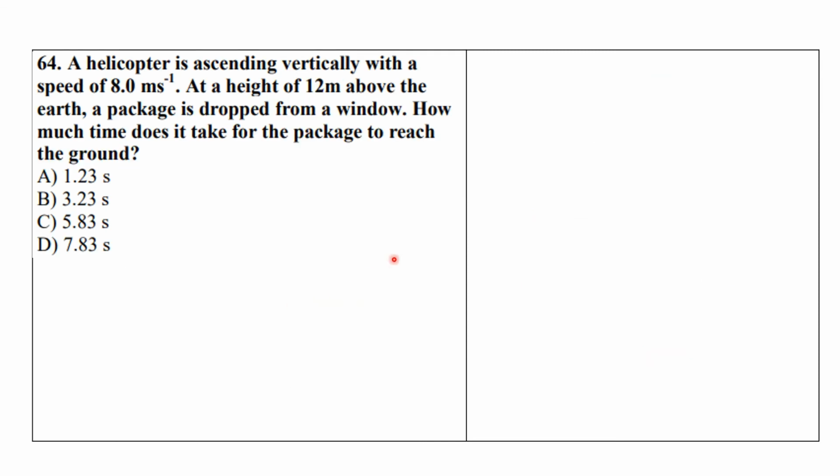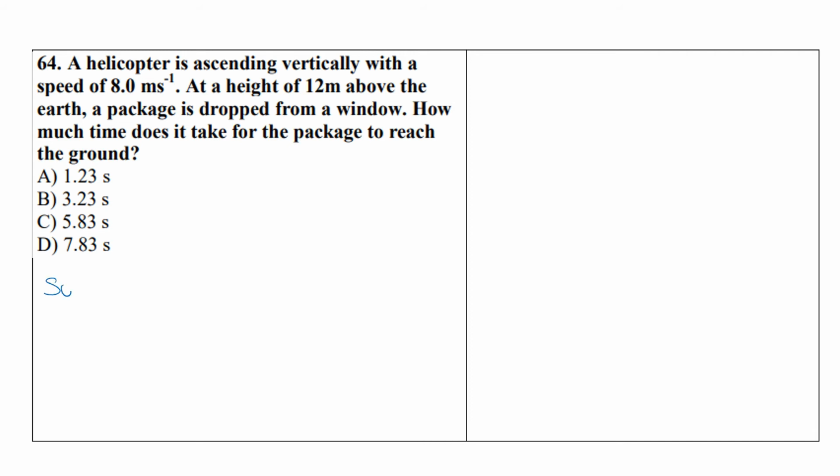In this question, a helicopter is ascending vertically with a speed of 8 meters per second at a height of 12 meters above the earth. A package is dropped from a window. How much time does it take for the package to reach the ground? Let us go to the solution.